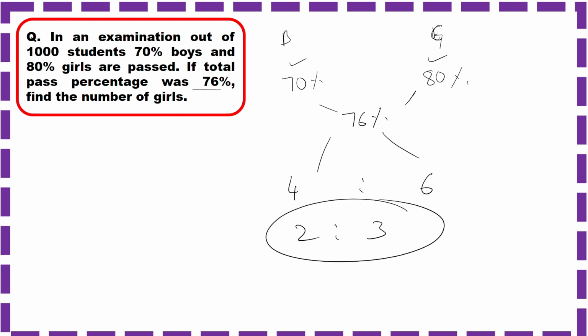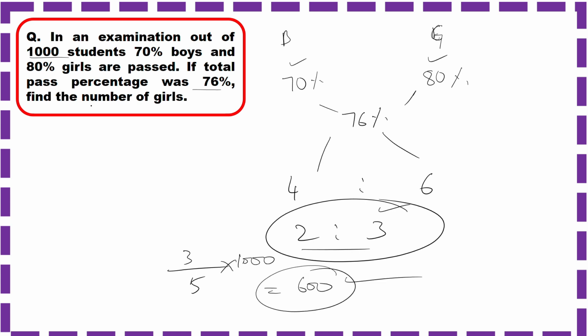But this is the ratio of boys and girls. We are asked to find the number of girls. So 2:3. So what is the girls part? 3 here. So 3 by total parts, 2 plus 3, which is 5, into what is the total strength? 1000. So into 1000, that is equal to 600. So 600 are the total number of girls. What about boys? Remaining 400 are boys, right?